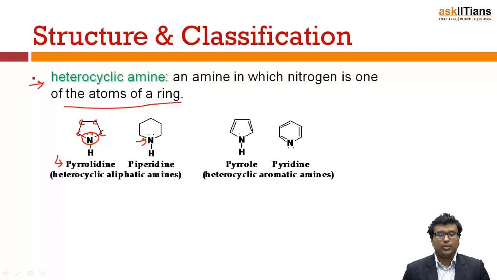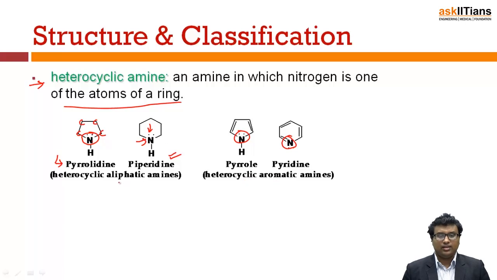Similarly the case with this, right? So this is actually piperidine. In piperidine also, you have nitrogen as one of the atoms in the given ring. So piperidine is also considered to be a heterocyclic amine. Next, pyrrole, the same thing, your nitrogen is one of the atoms. Next, pyridine also is a structure where nitrogen is one of the atoms present in the ring. So such structures are called heterocyclic amines.